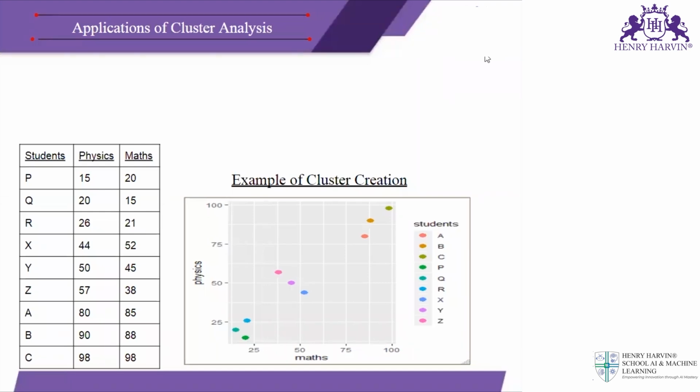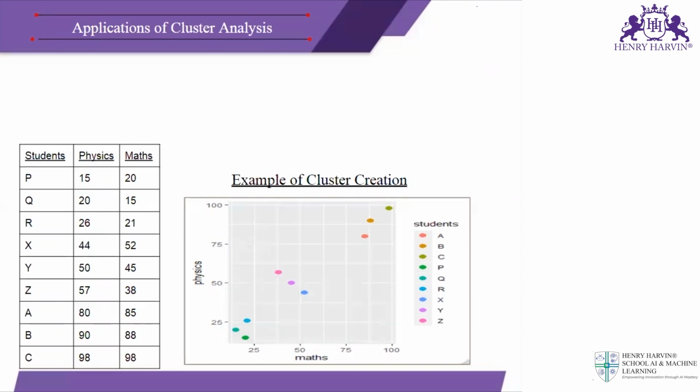Cluster creation, where different groups of students are given and their marks in physics and mathematics are given. So there are three groups in this data set. You can see there are students P, Q, R. They all three have similar kinds of marks in both the subjects. Similarly, X, Y, Z and A, B, C have similar kinds of marks in both the subjects.